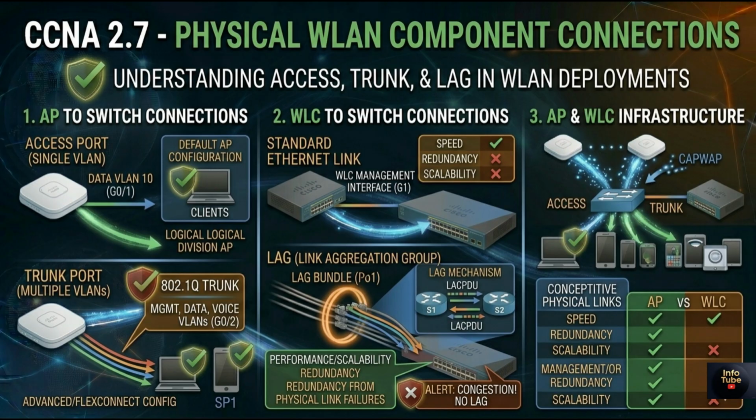2.7. Physical infrastructure connections. To make wireless work, the hardware needs to be plugged in correctly. APs usually connect via an access port. WLCs use trunk ports to handle multiple wireless networks at once. LAG, link aggregation. We often bundle multiple cables together for the controller to handle thousands of users without slowing down.